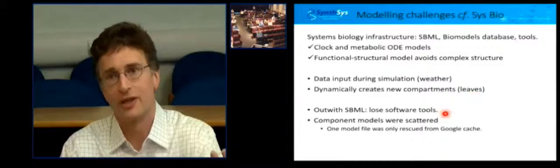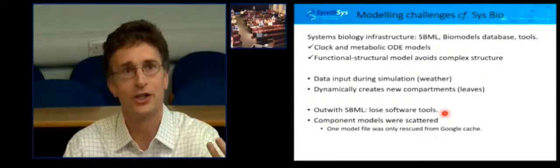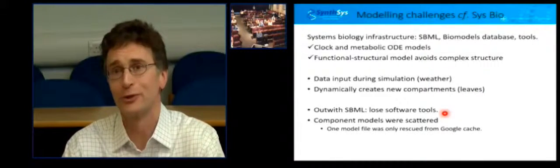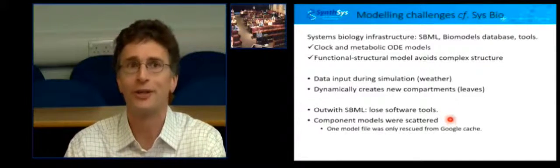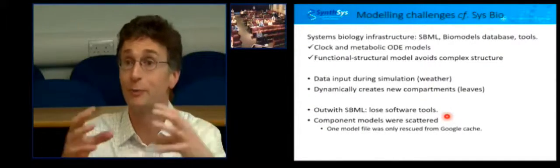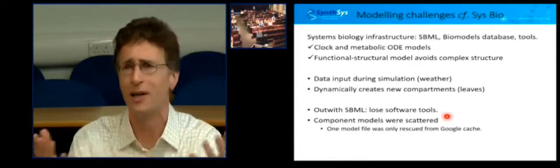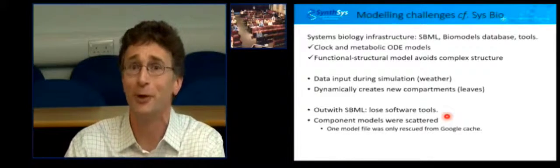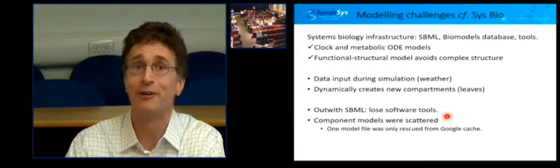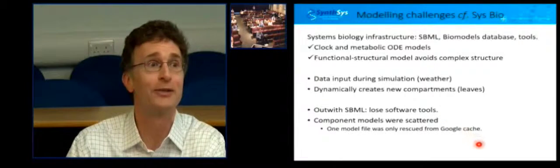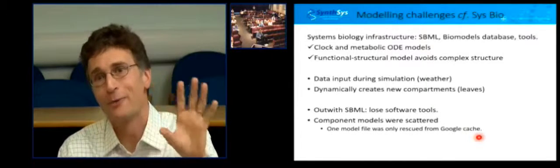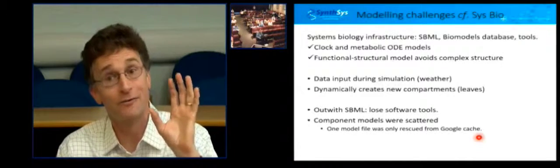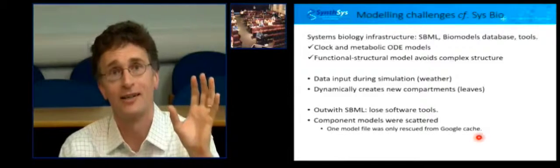So, being outside the SBML representation, we therefore lost all the software tools that we might have used to disseminate our models. And the components that we had put together in the framework model were widely scattered. In fact, for one model, the only way that we got the file was to scrape it back out of the Google cache. So some of those models were at severe risk of being lost entirely.